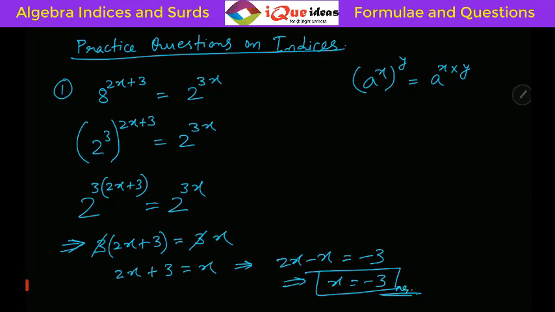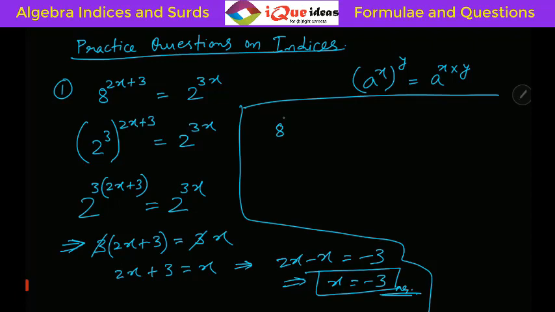So this is one way of doing this question, right? The other way could have been, I'll write the equation again. It is 8 raised to the power 2x plus 3 equal to 2 to the power 3x. In the second method, what we could do is, look at the right hand side. It is 2 to the power 3x. This can be written as 2 to the power 3 whole to the power x. So it becomes 8 to the power 2x plus 3 equal to 2 cube is 8 to the power x.